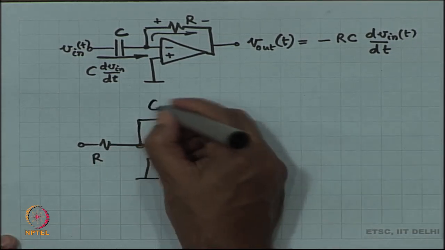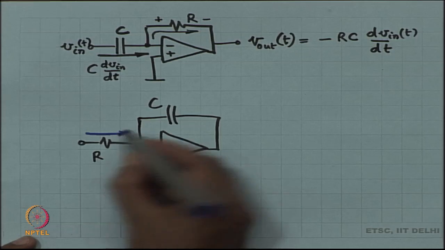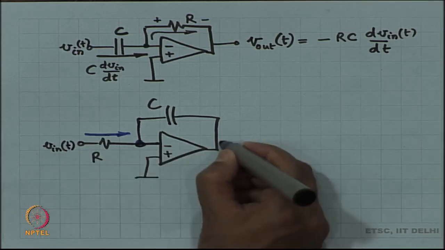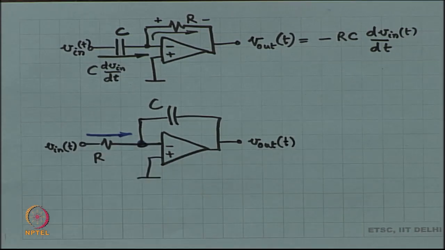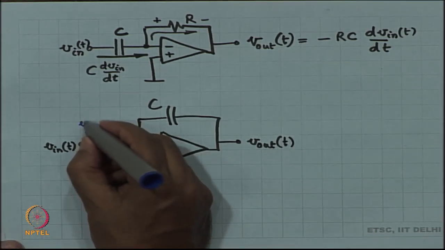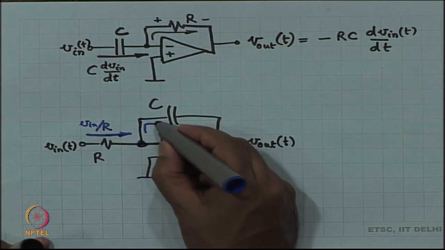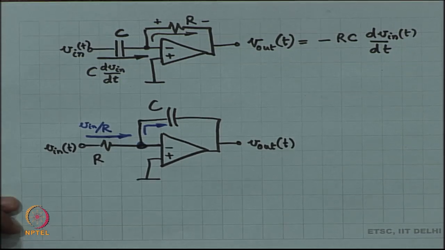What is going to happen here? If this node is at 0, then the current coming in is nothing but V in by R, okay, and this current is forced to go through the capacitor, it has no other way to go, and therefore, if I know the current going into a capacitor, the voltage developed across the capacitor is proportional to the integral of the current, right. C dV by dt is the current.